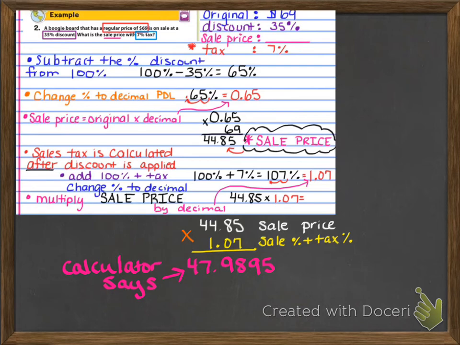So now the calculator says 47.9895, but you say 47.99. And in yellow, I've underlined the 8 because that's where we're rounding to the nearest hundredth, because this is money. And then we're going to use the 9 as the indicator to do so. Because that 9 is 5 or above, we're going to change the 8 to a 9.